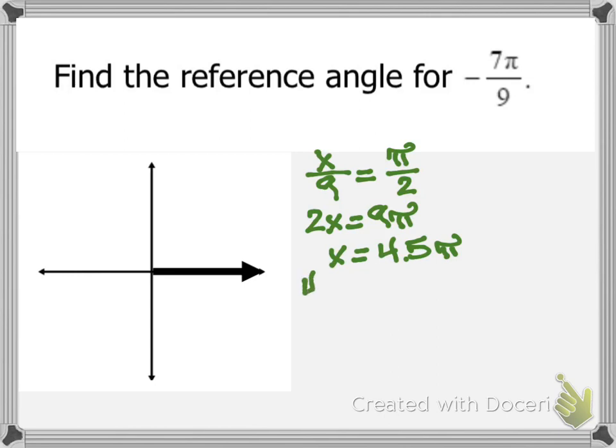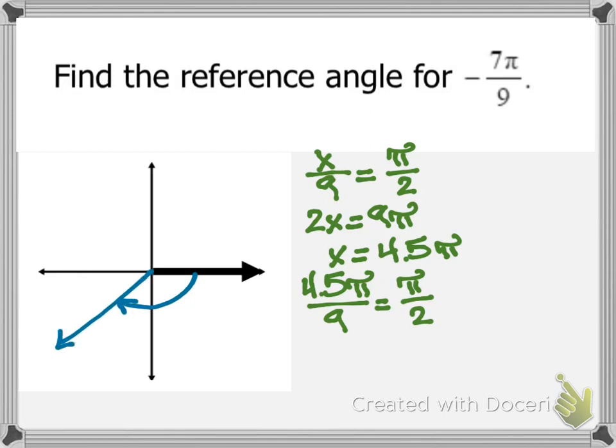So 4.5 pi over 9 is equal to pi over 2. So if I was doing 7 pi over 9, that means I'm not going to hit the third quadrant, right, as I go through. So this is negative 7 pi over 9. So we will be coming in this direction there. There's negative 7 pi over 9.